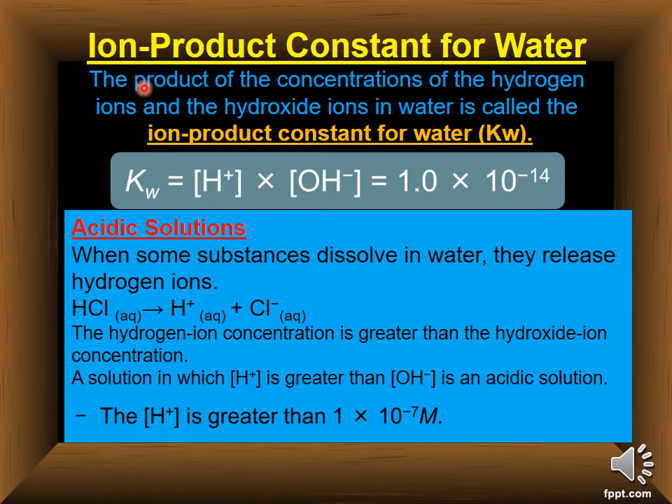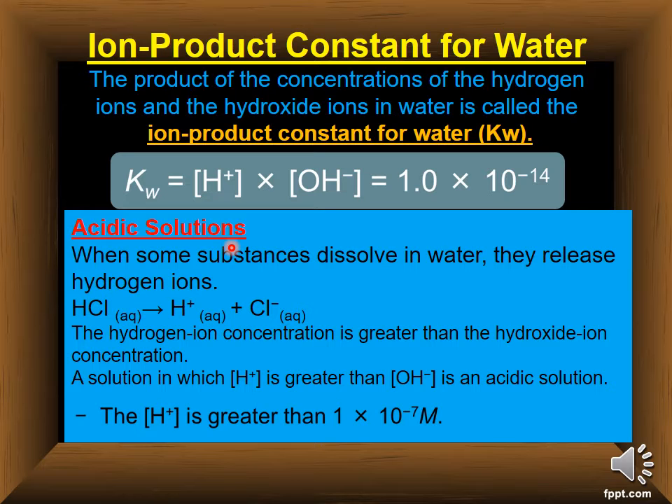So the ionic product of the concentration of hydrogen ions and the hydroxide ions in water is called the ionic product constant for water, which is shown by Kw. So Kw is equal to the concentration of H positive ion times the concentration of OH negative ion. It gives you 1.0 times 10 power negative 14.